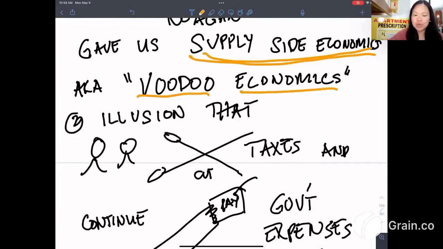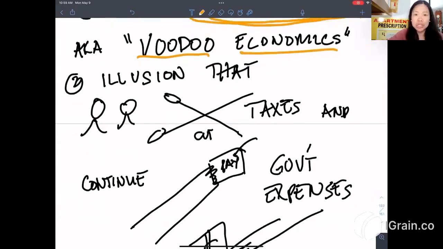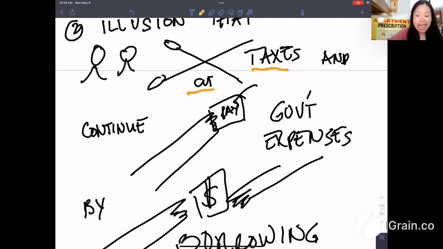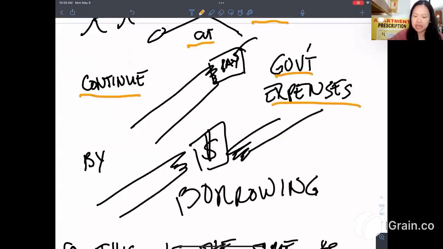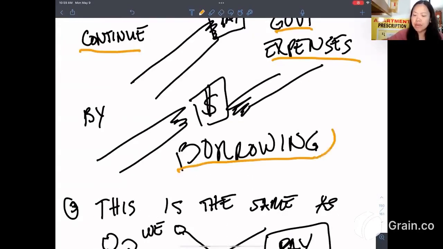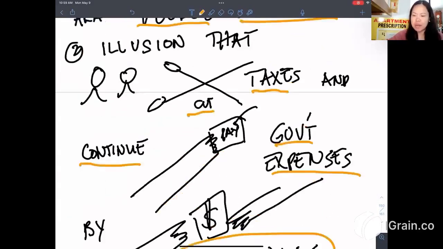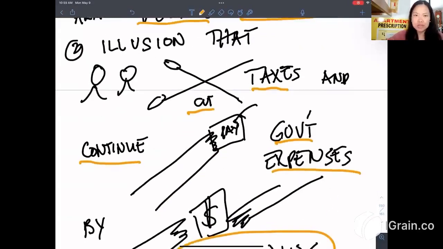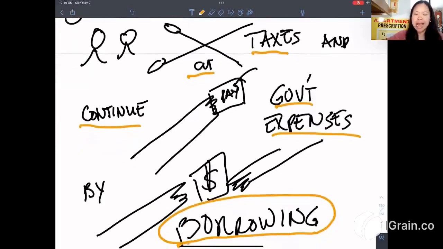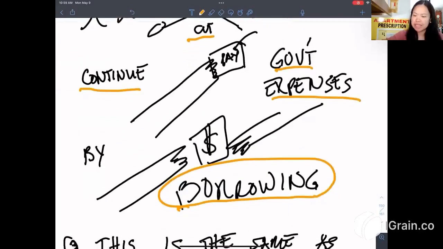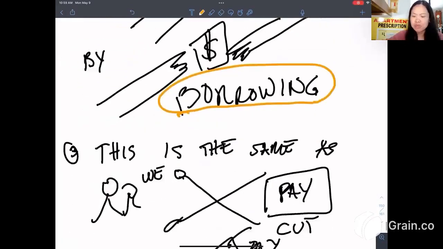Why is it voodoo? Because it gives the illusion that we cut our taxes and still continue to pay the government expenses by borrowing money. Remember, you cut the tax, you still pay the government expenses. How? By borrowing money. That's the only way to pay for the government expenses.